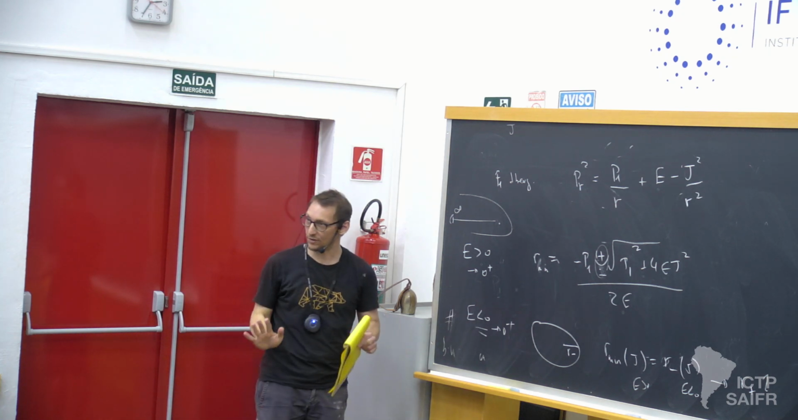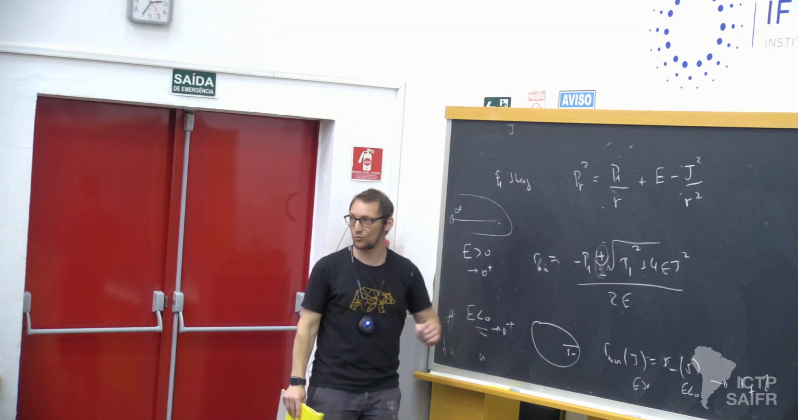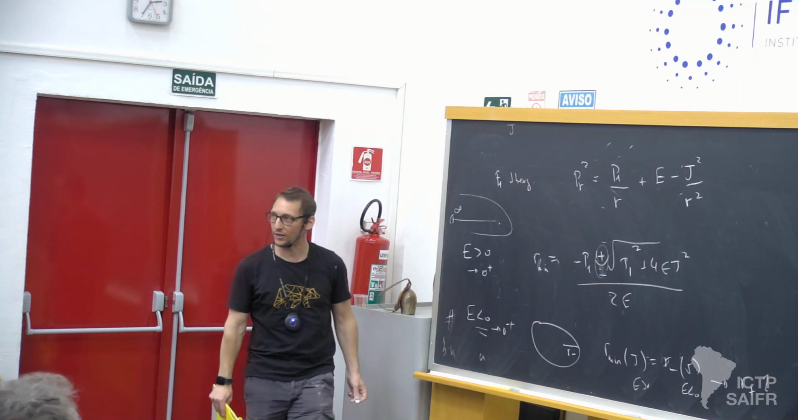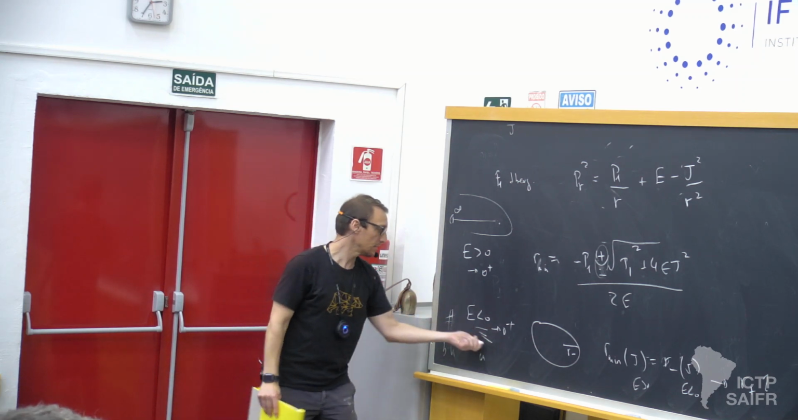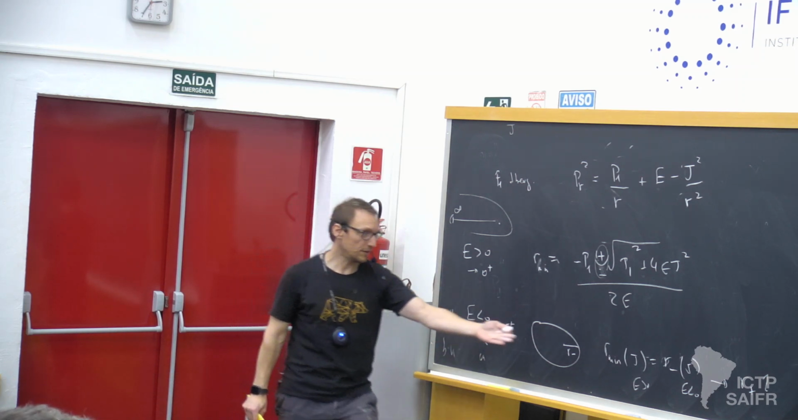This you can do by yourself. It's very simple. Find the roots and see that one of them goes to infinity here. The one that survives is the one that we want.